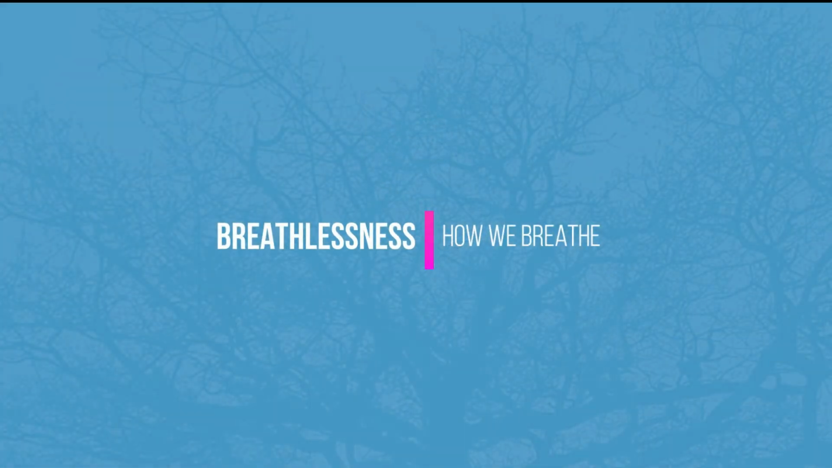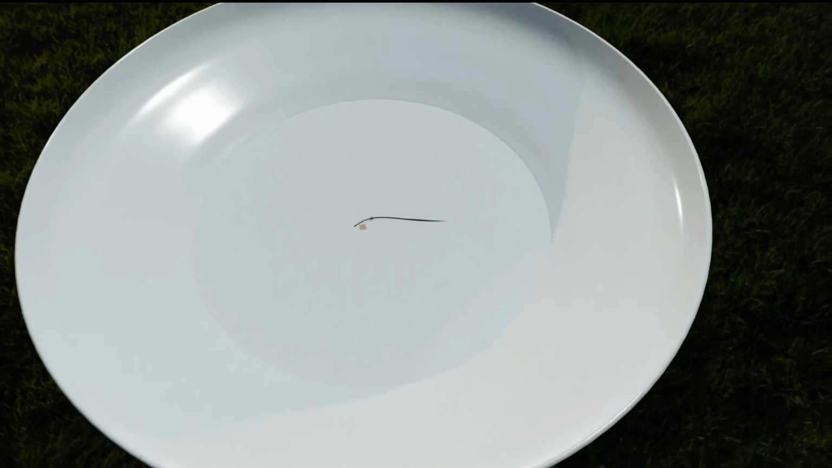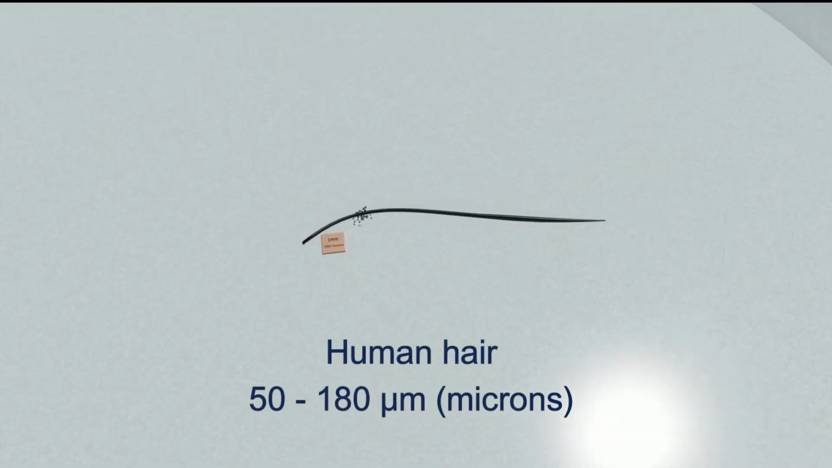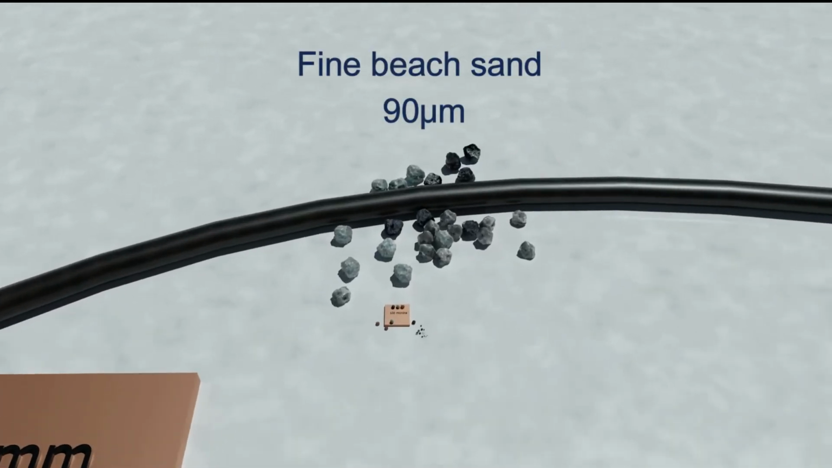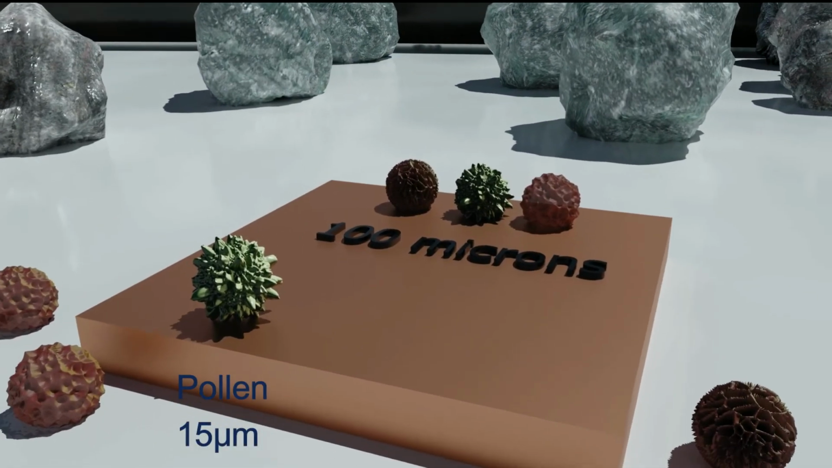What we breathe in: good and bad particles. We can breathe in not only oxygen, but potentially harmful particles such as smoke and other pollution, and also helpful particles such as the medicine in inhalers. We can see how particles of different sizes lodge in different places in our bronchial tree, depending on the size of the particle and the speed with which we inhale it.